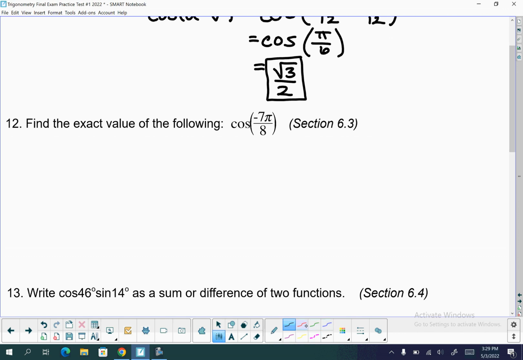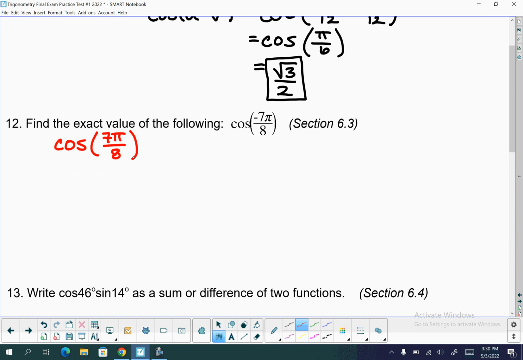Okay. Next, we have something from 6.3. So this was half angle and double, actually, I take that back. Yeah, half angle and double angle. We saw both of those. 6.2 was all of our sum and difference identities. So this one's going to be a half angle. Couple things I would suggest at first here. I would use my even odd identity. I have a negative inside my cosine, which I can just drop because cosine is an even function.